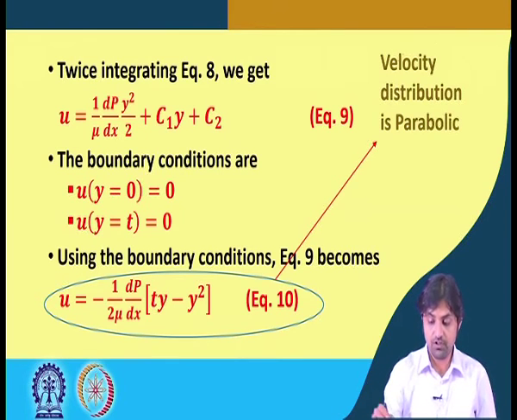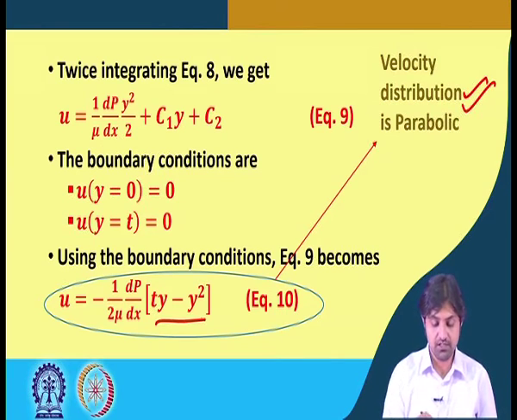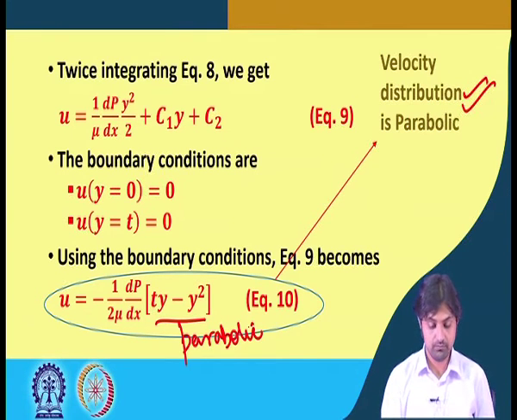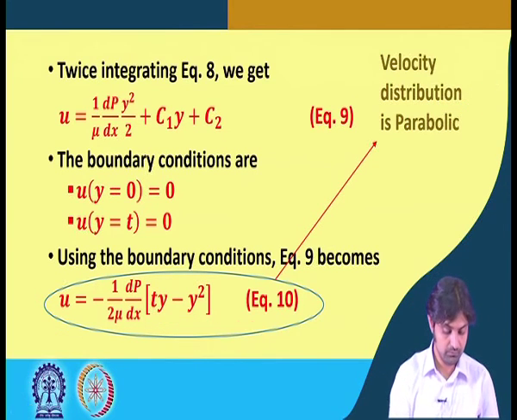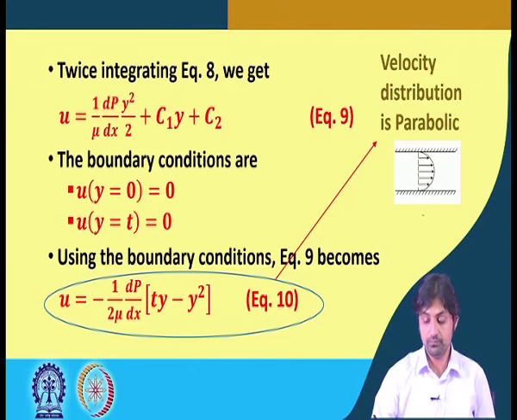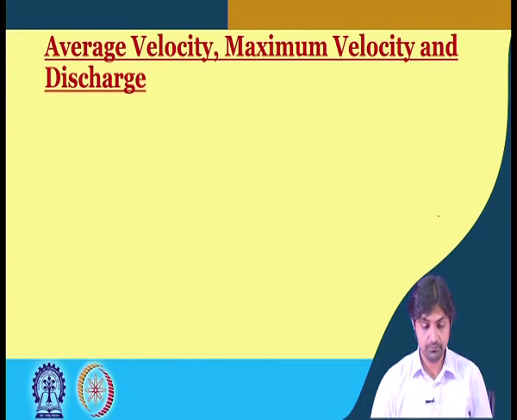Here also the velocity distribution is parabolic, you see ty minus y square, parabolic in nature. This is how it looks.